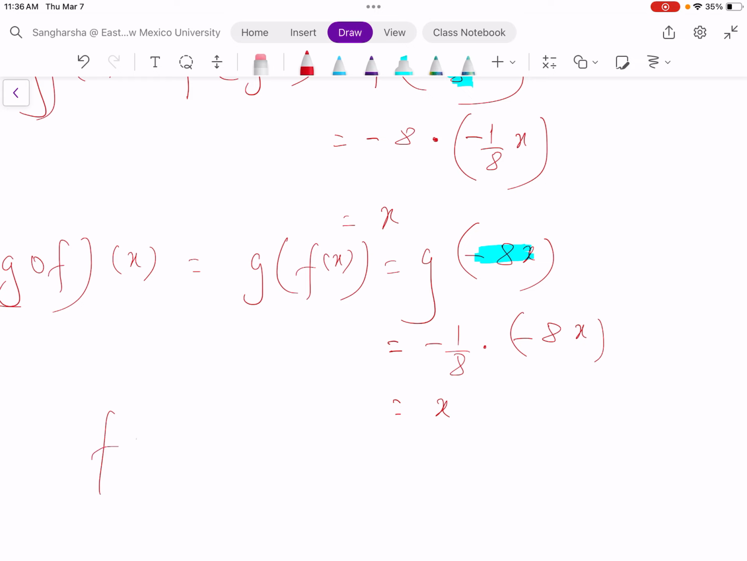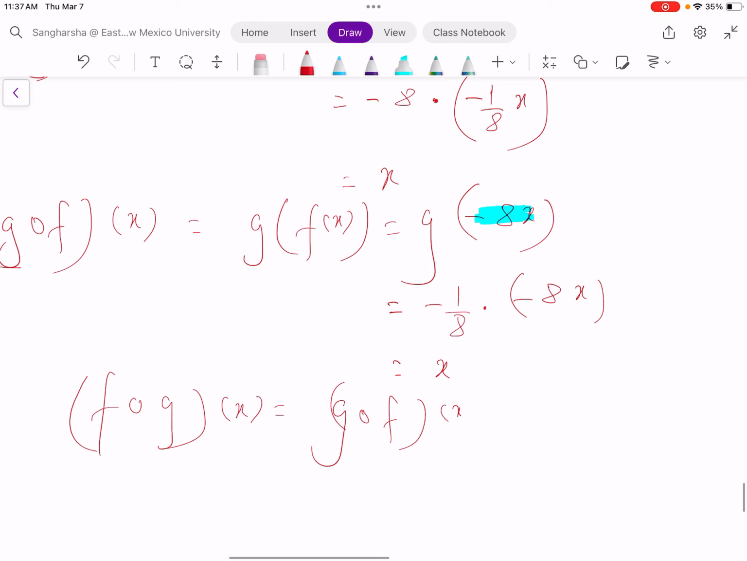So here f composite g of x is equal to g composite f of x, and this equals x. If this is the case, then f and g are inverses of each other. So g is the inverse of f and f is the inverse of g. This proves that function f and function g are inverses of each other. So you are finding the composite.